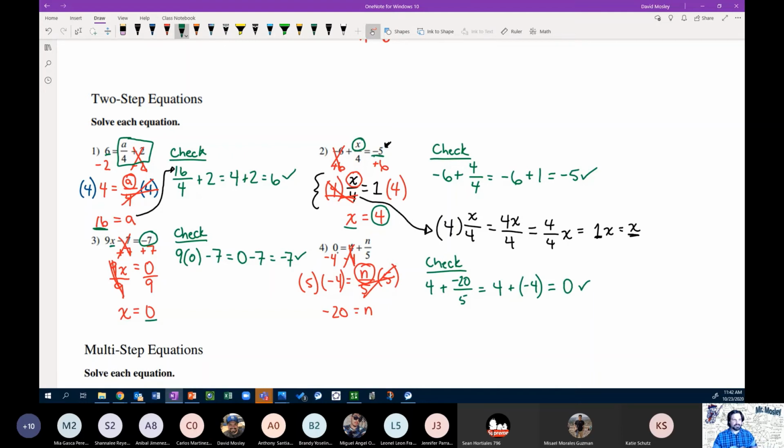Is there any questions before we move on to multi-step equations?